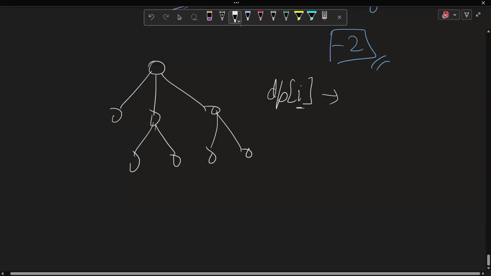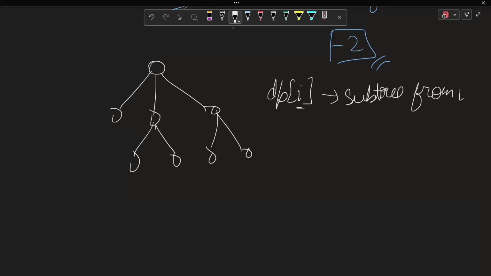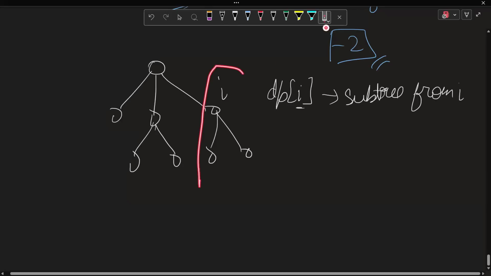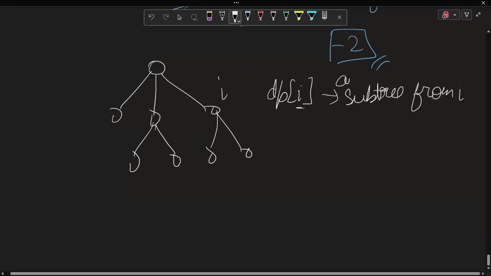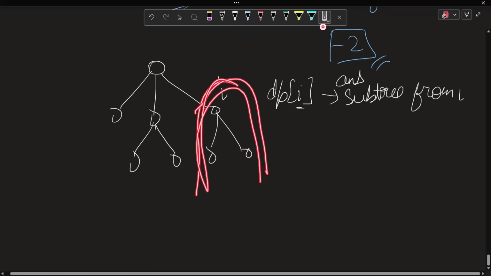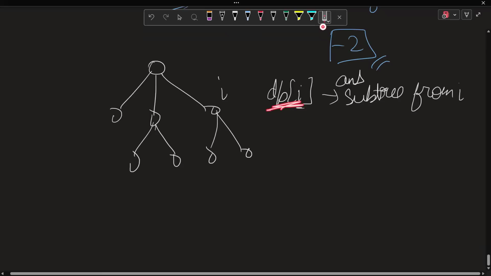Most of the case, if you have a single state, your state would be DP of I, which represents the subtree from I. What does subtree from I mean? If this is my I, my DP of I would store my answer for this subtree. In 99% of cases for DP on tree, I would have a state where DP of I stores the answer for this subtree. Now, what would my answer be? If I'm only considering this subtree, DP of I stores my answer.